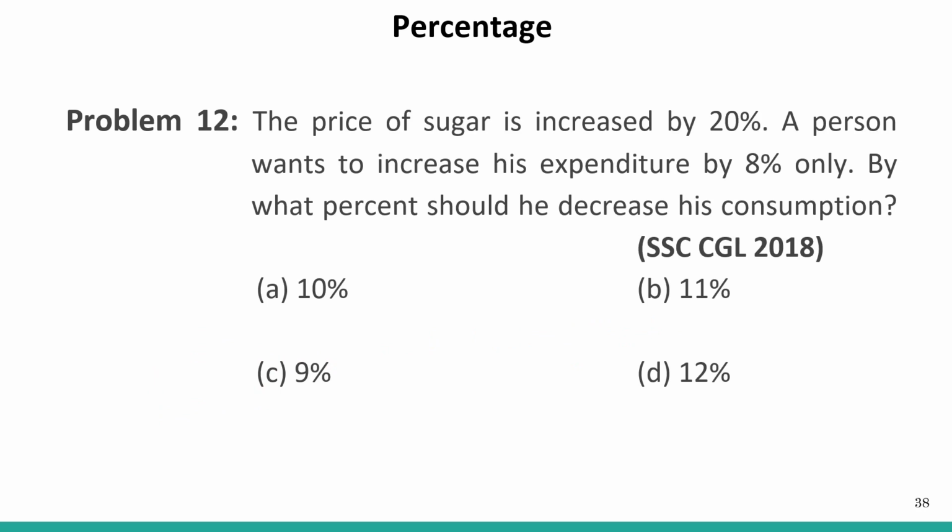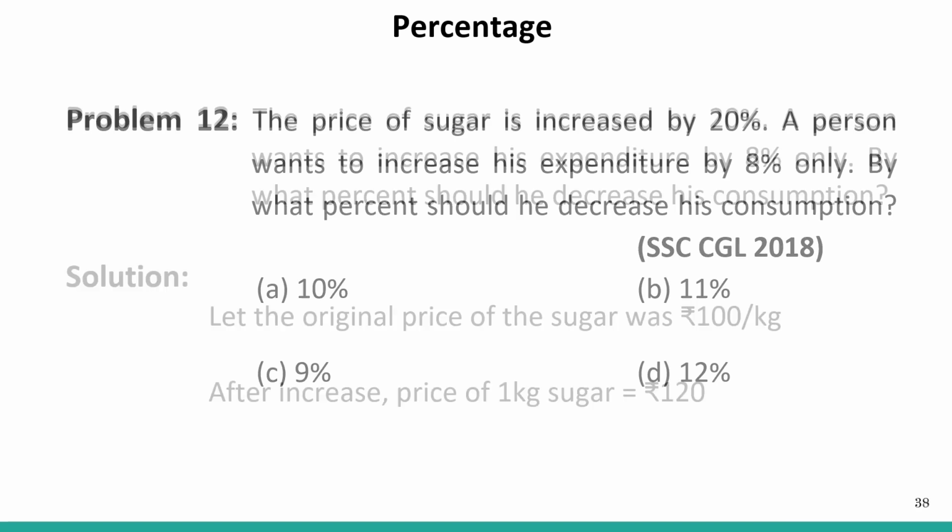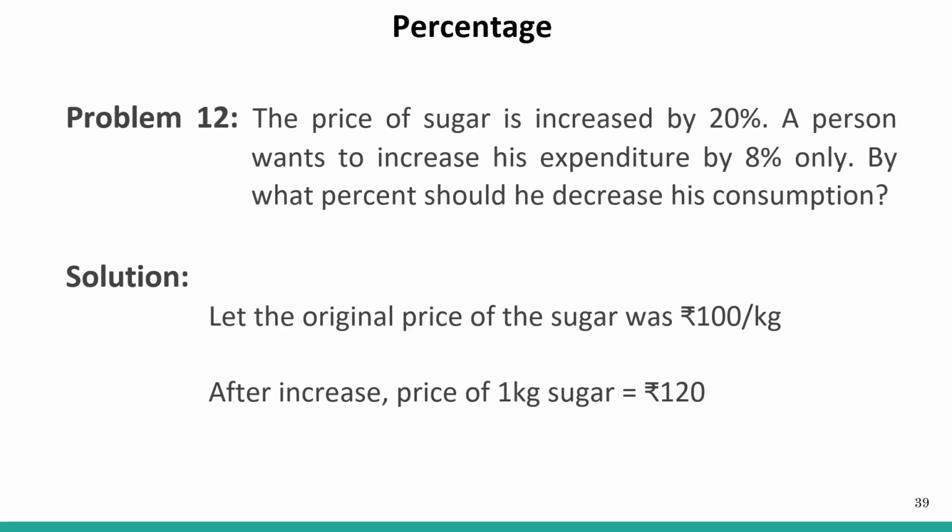Let's see problem number 12. The price of sugar is increased by 20%. A person wants to increase his expenditure by 8% only. By what percent should he increase his consumption? Okay, so let the original price of the sugar be 100 rupees per kg. So after the increase, 1 kg of sugar will be 120 because the hike is 20%.